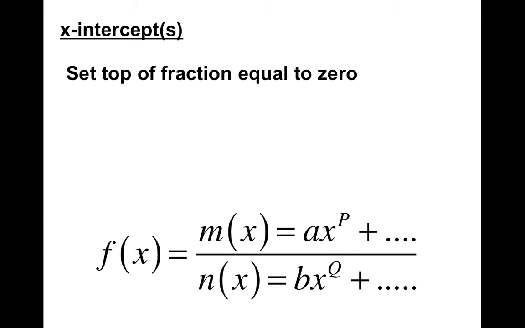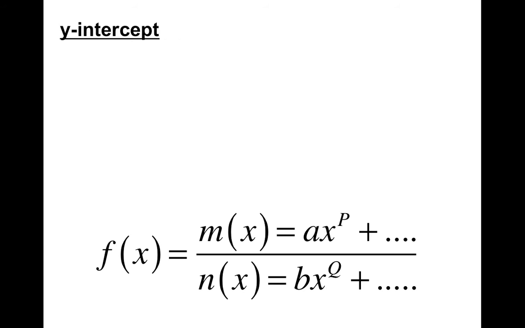X-intercepts is when you set the top of the fraction equal to 0. So it'd be m of x is equal to 0. This works because your x-intercept is when y equals 0. So if this is 0, you would multiply n of x over, which makes the top equal to 0. Your y-intercept is when x equals 0. So you're just going to plug in 0 for all of your x values and see what you get. So f of 0.